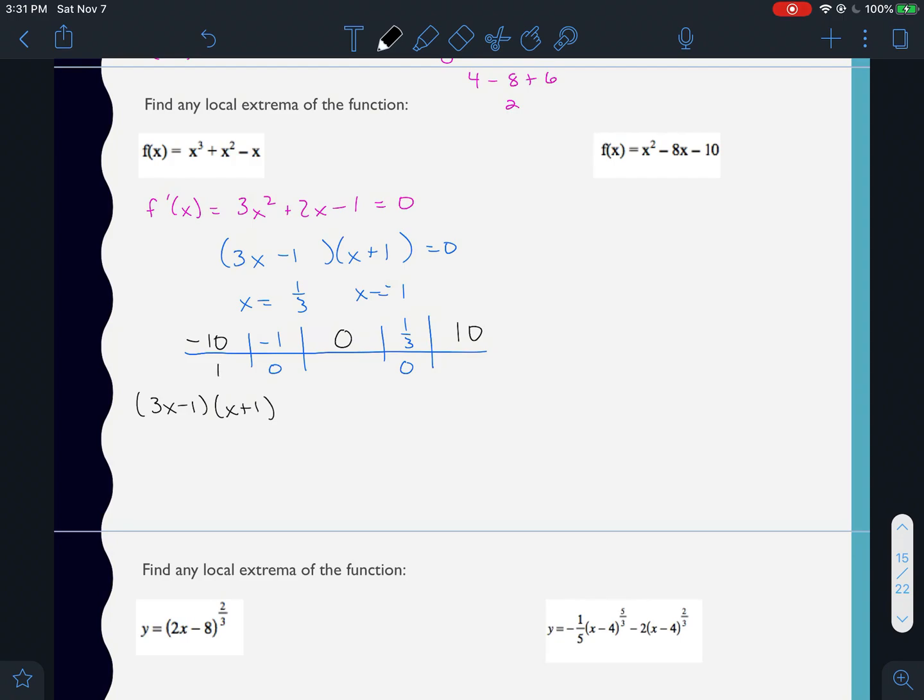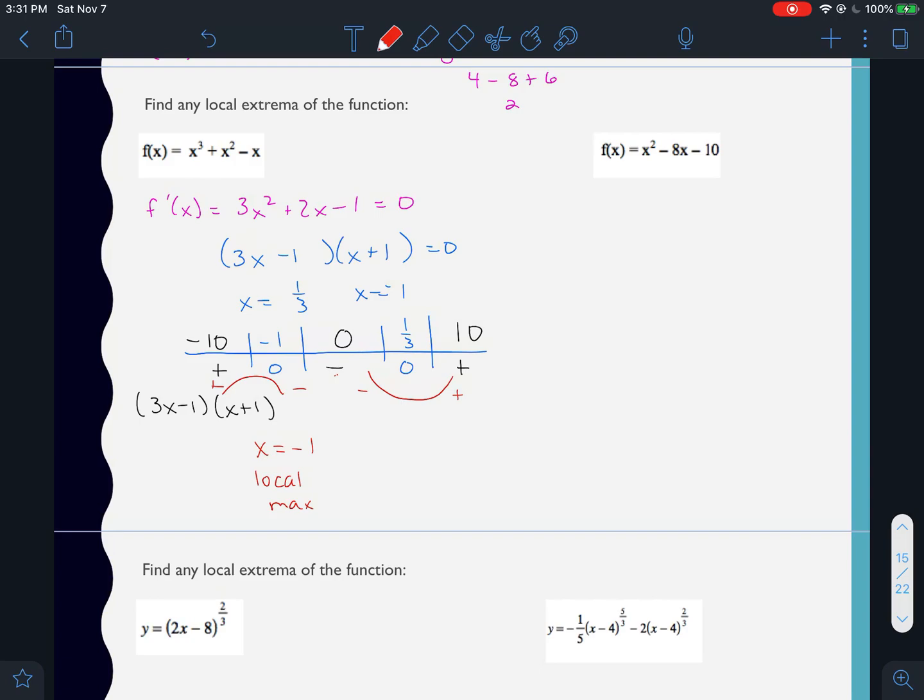So if I plug into 3x minus 1 times x plus 1, if I plug in negative 10, I get a negative times a negative, which is a positive. If I plug in 0, I get a negative times a positive, which is negative. And if I plug in 10, I get a positive times a positive, so a positive. So let's see what's happening here. Here, my derivatives were positive, and then they were 0, and then they were negative afterwards. So positive to negative. So when x is equal to negative 1, I have a local maximum.